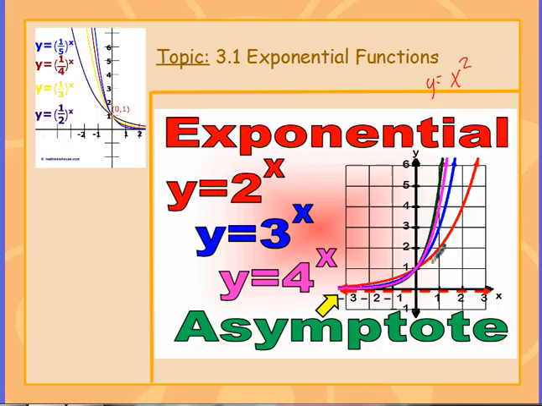So for instance, look at this graph right here. These are exponential graphs. There's two types of graphs. There's growth and then there is decay. So look at this growth graph. Notice that it's y equals 2 to the x, y equals 3 to the x, y equals 4 to the x. Okay? So notice what's happening. They're all going which way? Up. They're all going up.